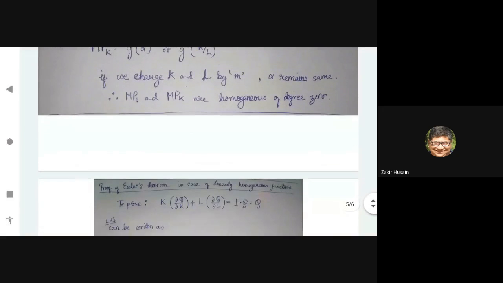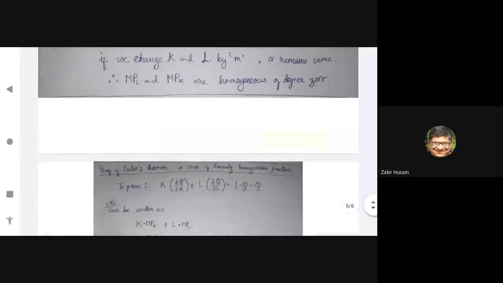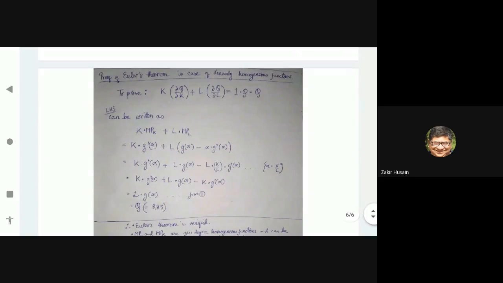সরি। আচ্ছা, এগুলো হলো এবার প্রুফ অফ অয়েলার্স থিওরেম। এবার অয়েলার্স থিওরেম কী বলে যে each of the independent variables into their partial derivatives, এবার ওইগুলোর summation equals to the degree of homogeneity into the dependent variable.